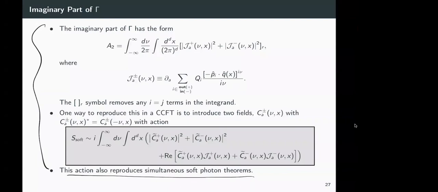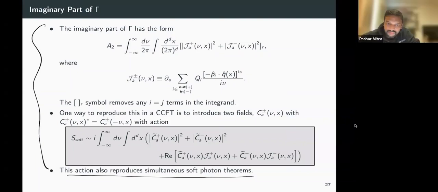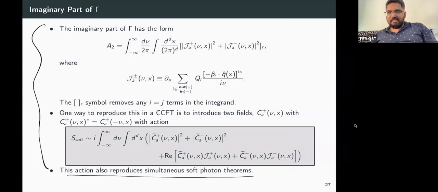So this S soft that you have written here, does it reproduce just the A2 or the full action? Let us first thank Prahar for a wonderful talk, and then we'll continue with some questions. Thank you. Yes, a few questions, because it must be very, very late, and we have already had many questions. So just urgent questions, a couple of them, please.